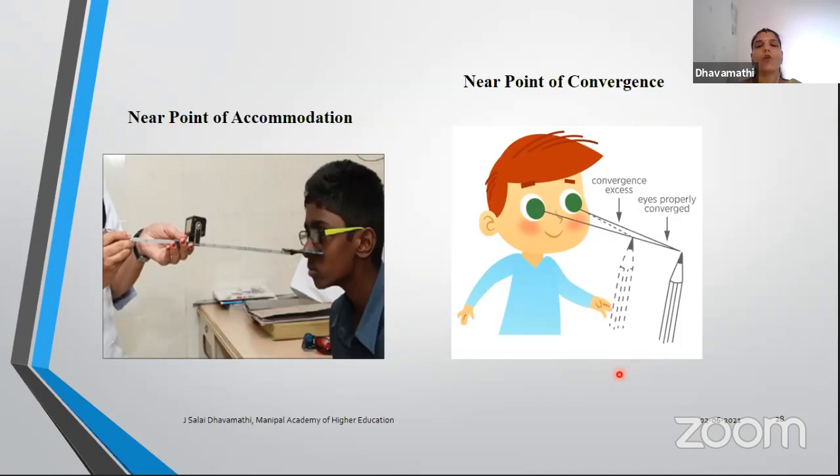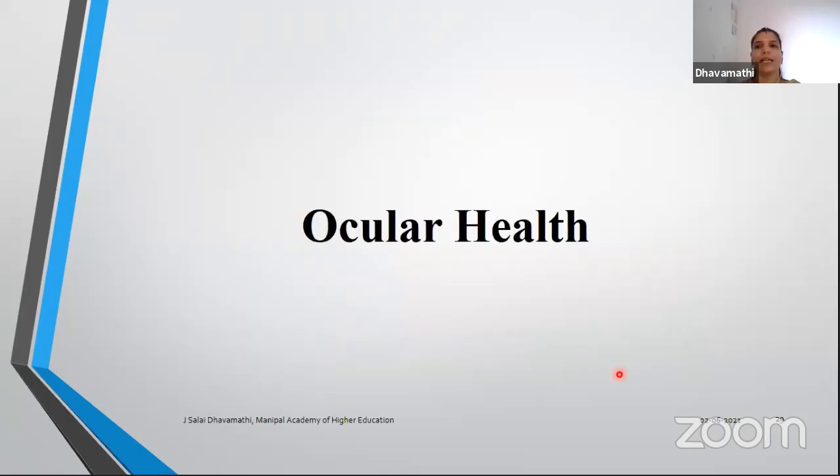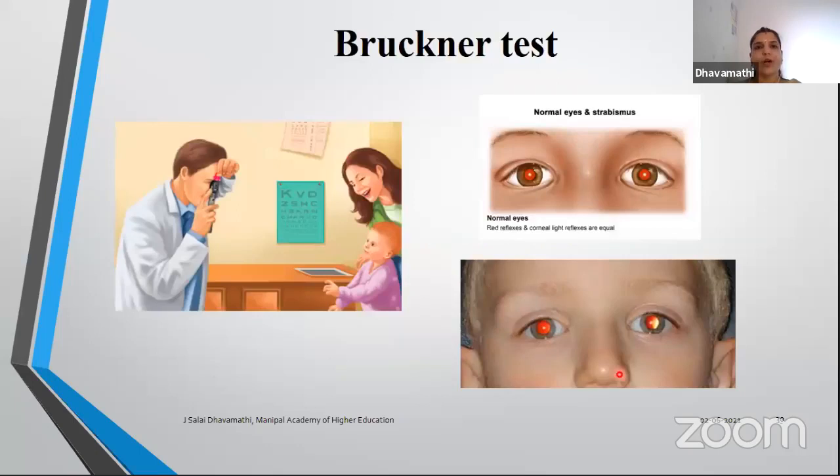Then comes the ocular health. So here we have completed the history part, visual acuity assessment, refraction, and the motor assessment. Then you have to assess the ocular health also. So anterior segment examination also comes here. Before that, you can also do a Bruckner test to find whether there are any ocular disorders.